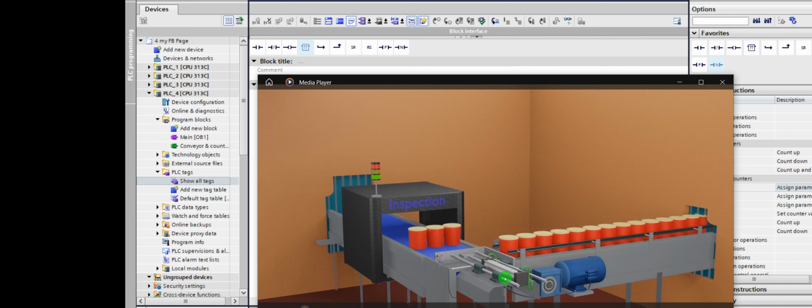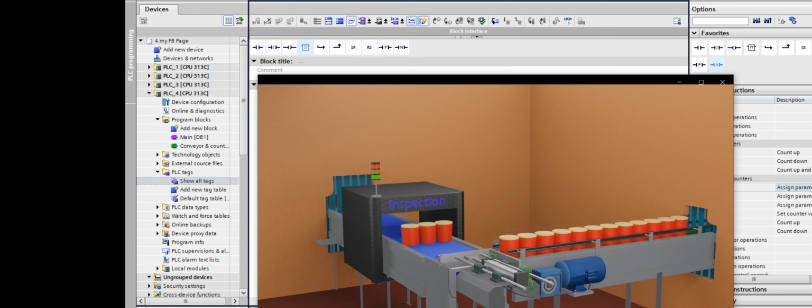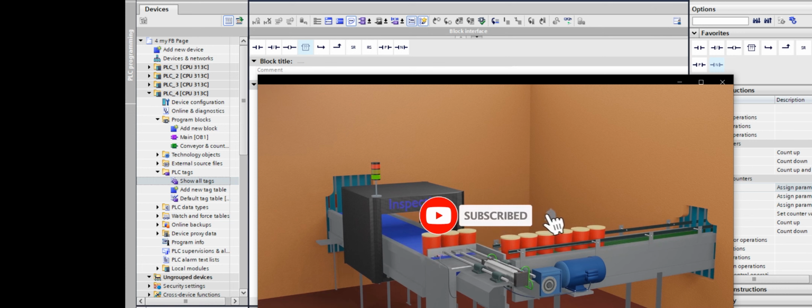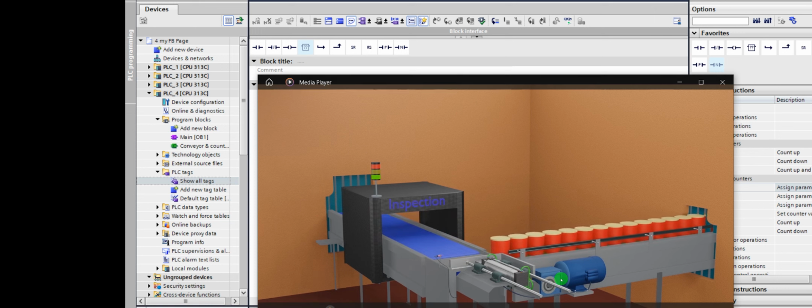So let me simulate it now. All right, look at it. Look at how it's moving the tray, only a tray can move. You see, it's on hold. Okay, just watch.